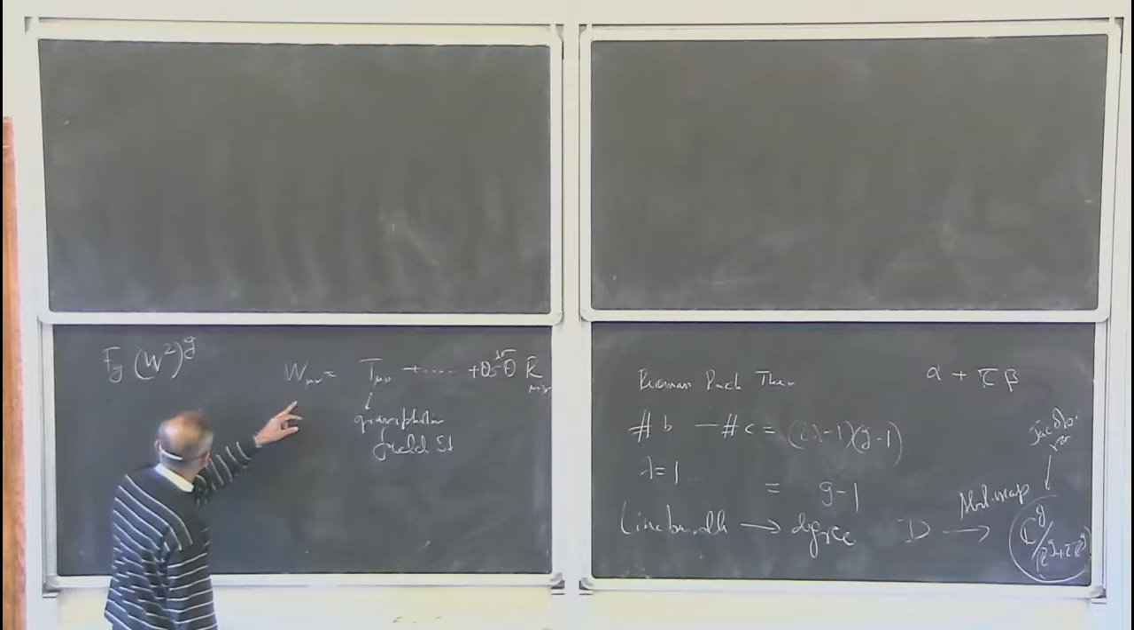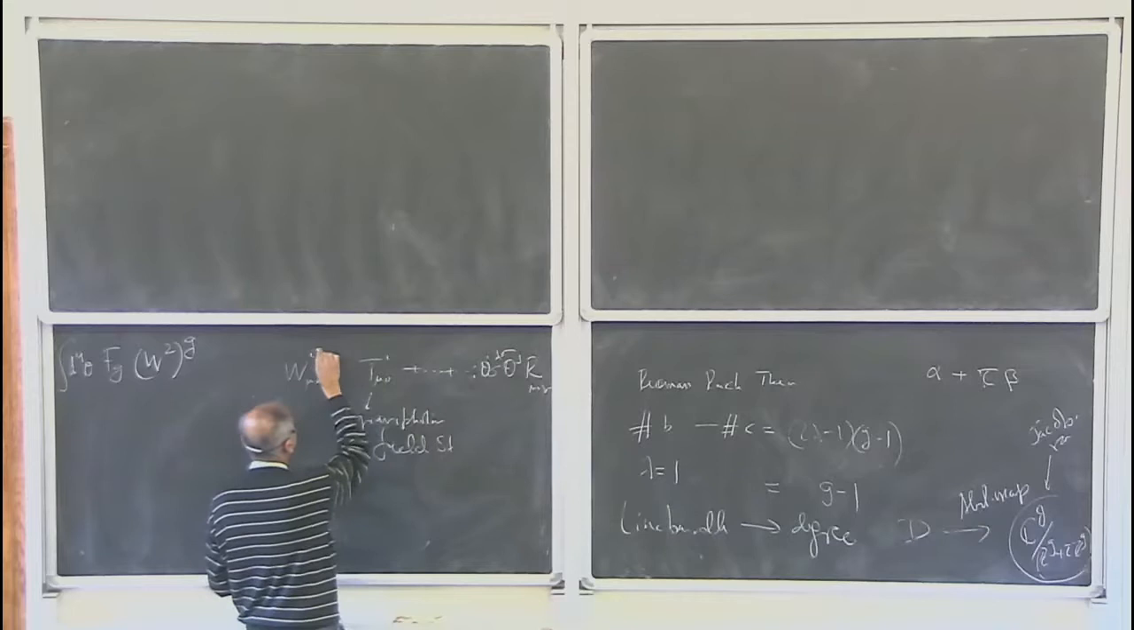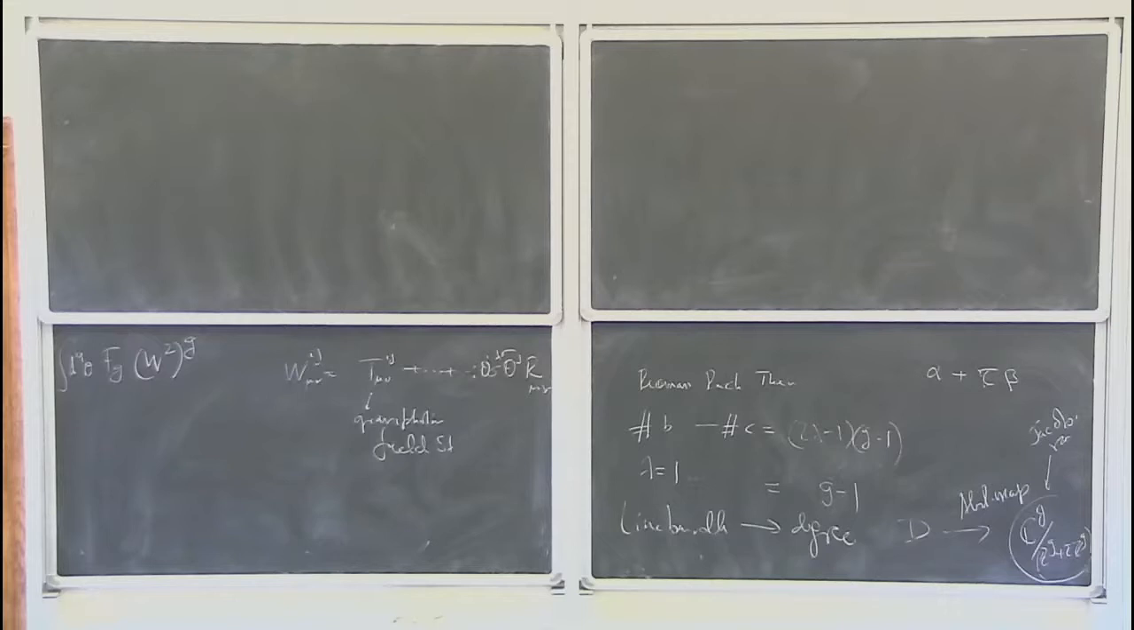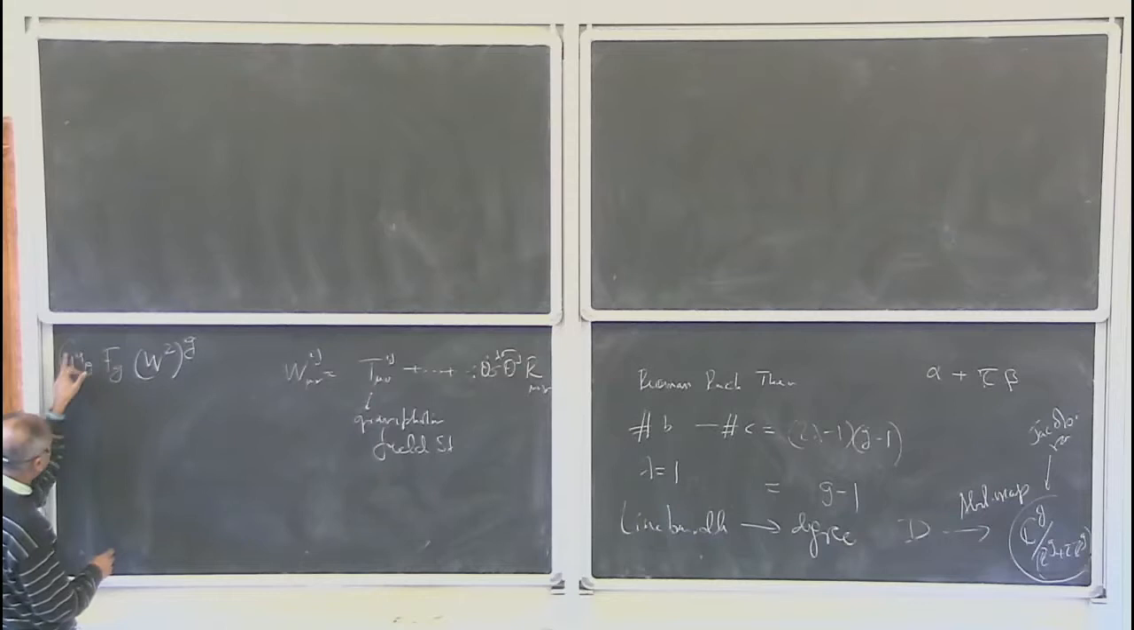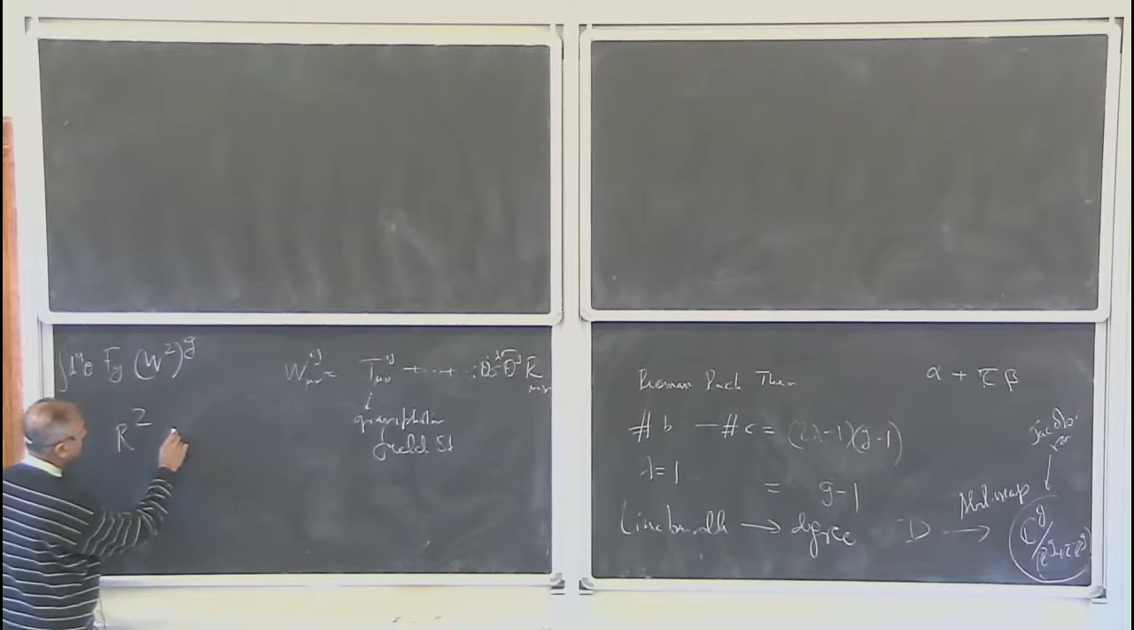If I expand it, I have a d4 theta. Remember there are two thetas here, but this is proportional to epsilon ij. So when I expand it and integrate out four thetas, we'll find the amplitude should involve two r's, r squared, to soak up the four thetas. And then the remaining things will be t squared to the g minus one. So this is the amplitude we want to calculate.